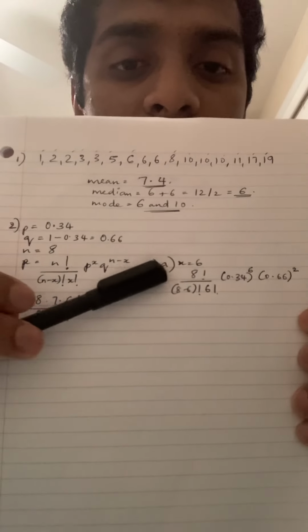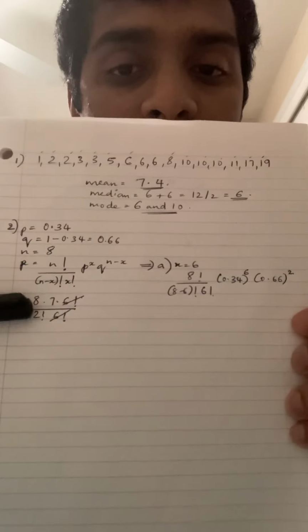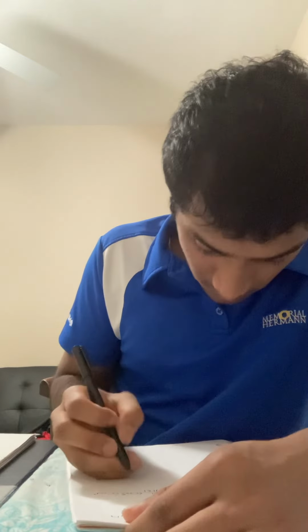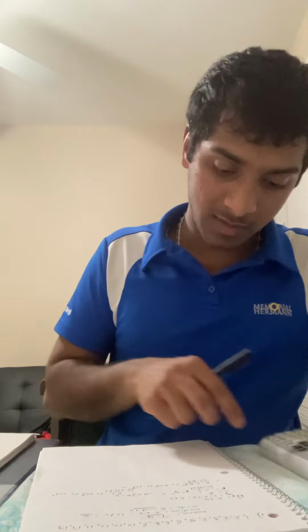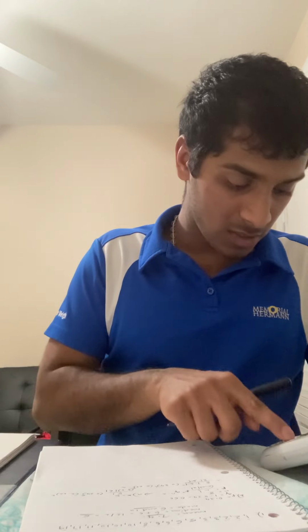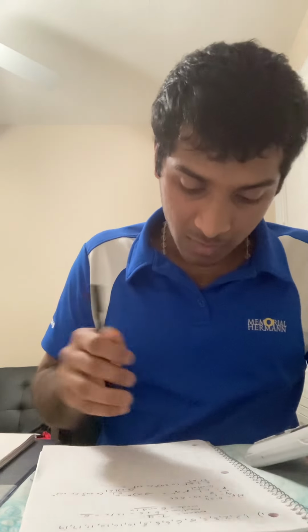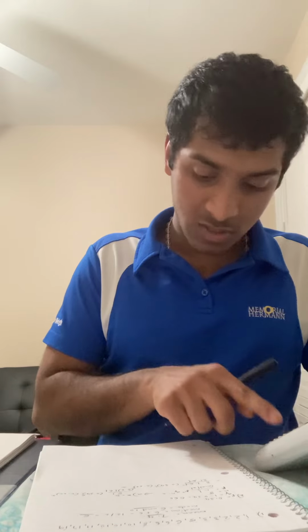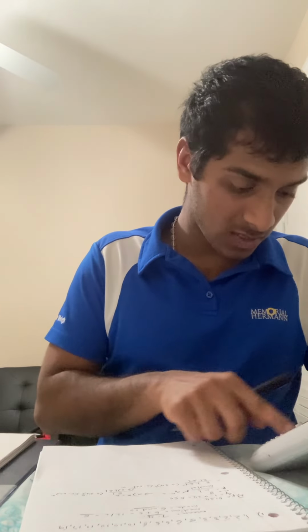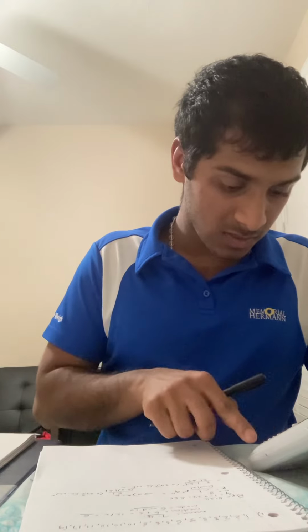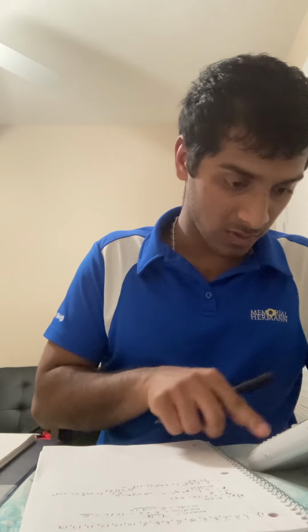This is the equation. Then x is equal to 6, and I cut down the 6 factorials over here, and then the rest is 0.34 raised to 6 and 0.66 squared. Now I'm going to multiply this. 8 times 7 is 56. 56 divided by 2 is 28, times 0.34 raised to 6, times 0.66 squared. So the answer is 0.019.